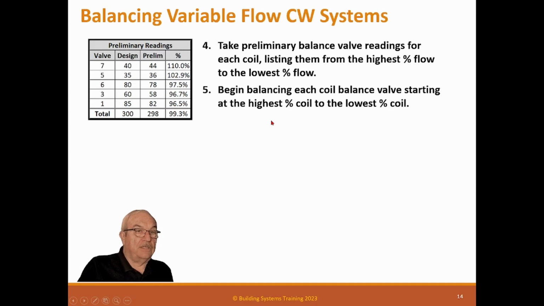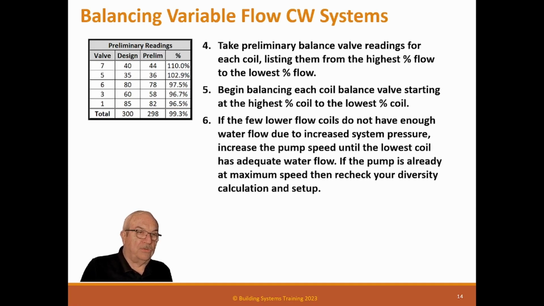Begin balancing each coil balance valve starting at the highest percentage coil to the lowest percentage coil. If the few lower coils do not have enough water flow due to increased system pressure, increase the pump speed until the lowest coil has adequate flow. If the pump is already at maximum speed, then recheck your diversity calculations and setup.